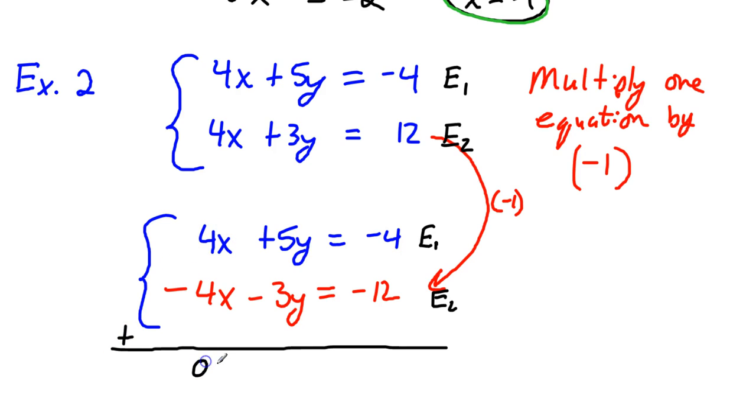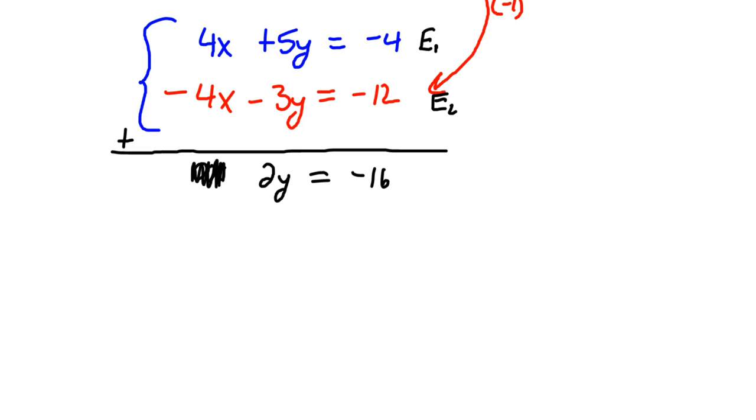4 minus 4 is 0x. And again, if it's 0x, it's 0, so it's gone. 5 minus 3 is 2y. And then -4 minus 12 is -16. Okay, and again, once you've canceled this part out, the work from here, once you solve it, is really pretty easy. Just take -16 divided by 2. So y is -8.